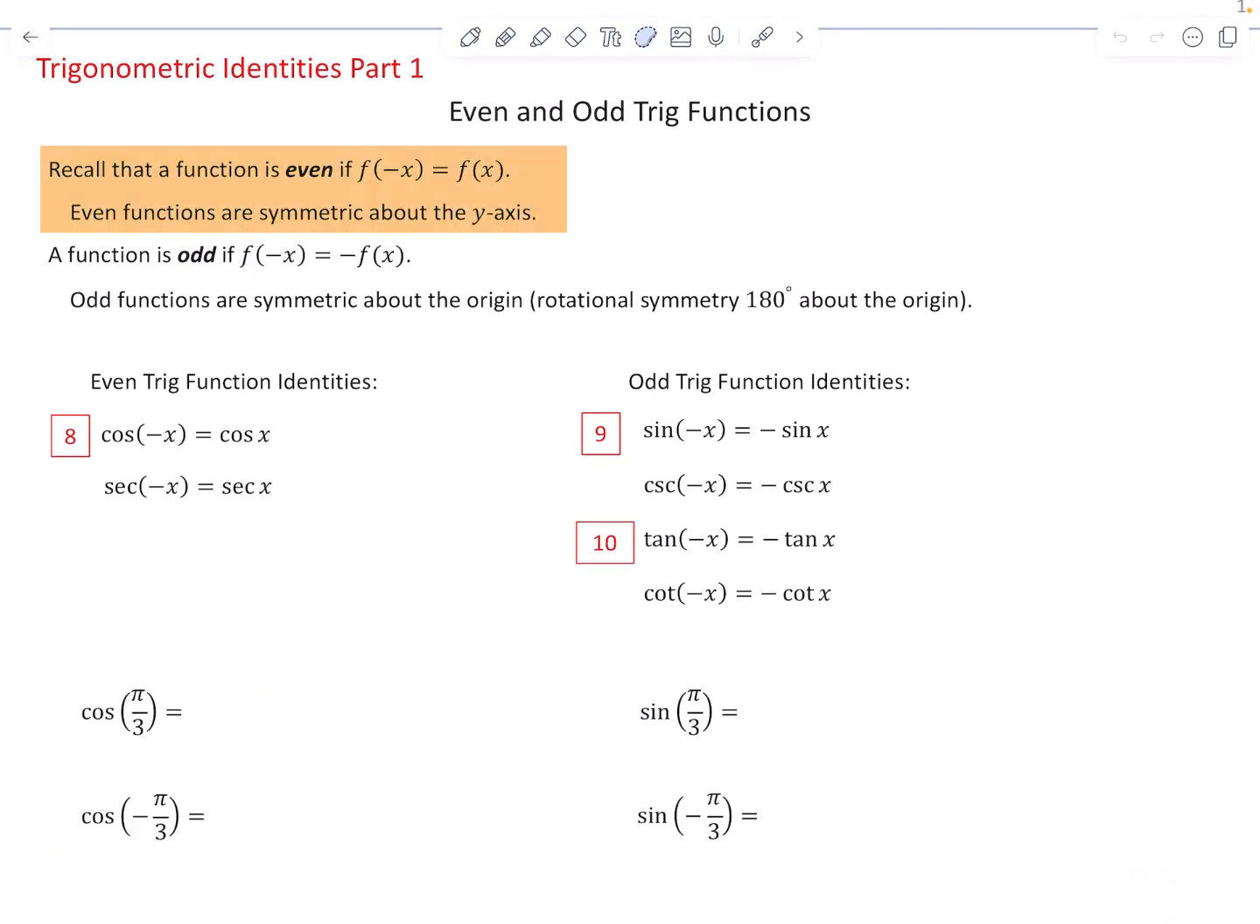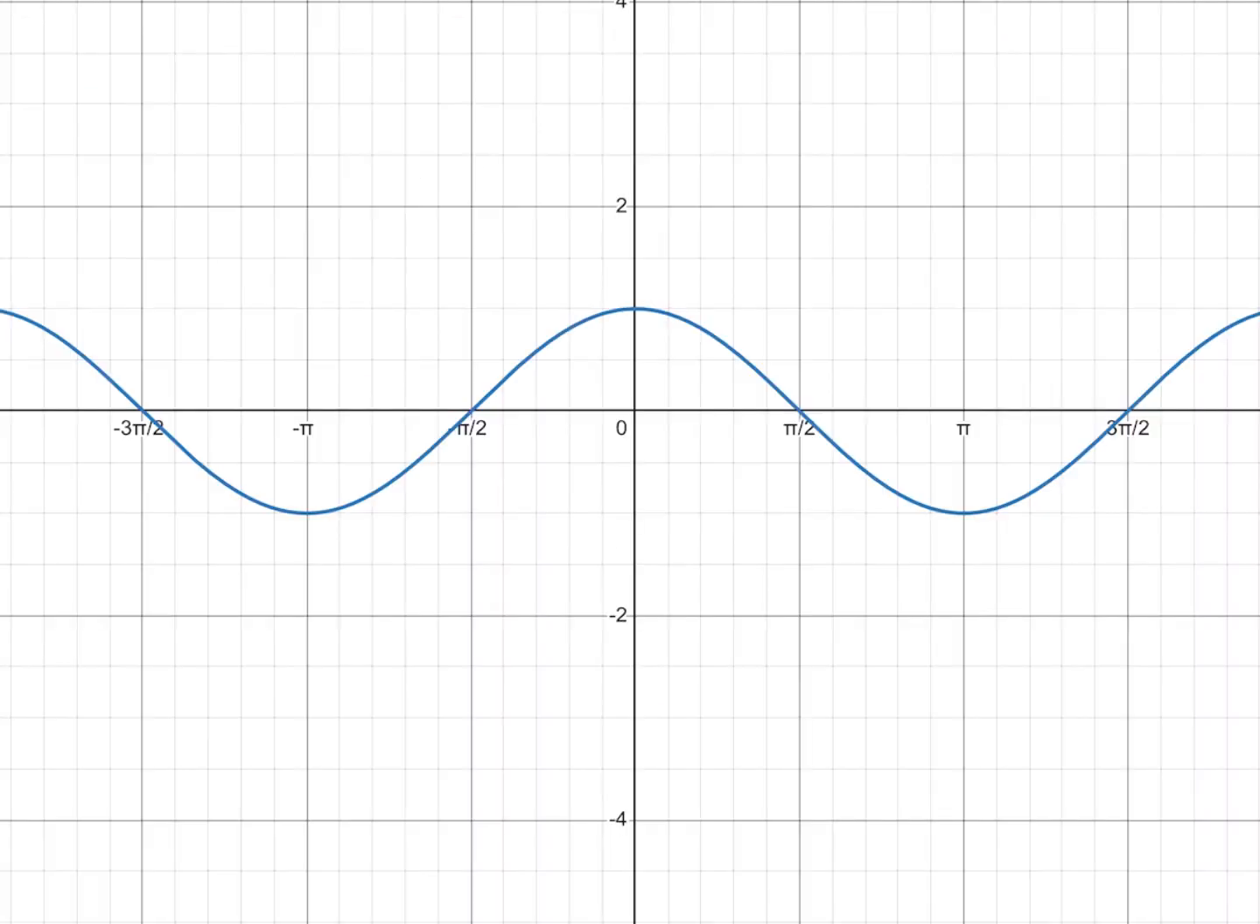Recall that a function is even if f of negative x is equal to f of x, and even functions are symmetric about the y-axis. Well, using this idea of symmetry alone, it's easy to see that the graph of cosine of x would be an even function, because if you take the right half of it and reflect it around the y-axis, you would get the left half of the graph, and the y-axis is an axis of symmetry.